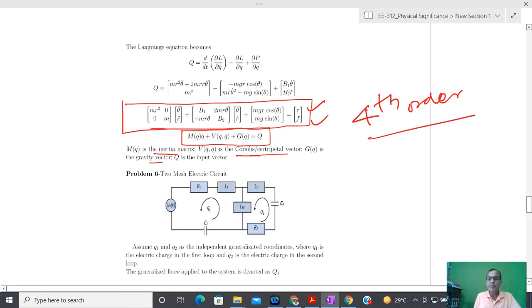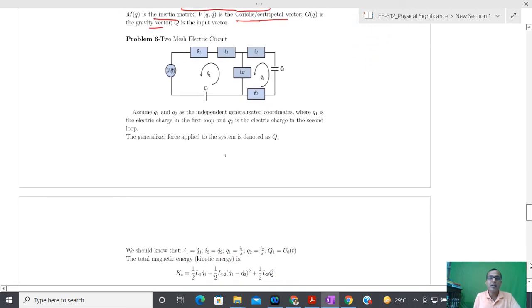Now let us come to another modeling based on the Euler-Lagrange equation. During your first year course you have already seen that if you have a certain connection of capacitor, resistor and inductor, then you write equations based on KVL and KCL. Here you can directly get it. What you have to do is identify the generalized coordinate. You can select the generalized coordinate as charge, and after that you have to select the forcing function along the generalized coordinate.